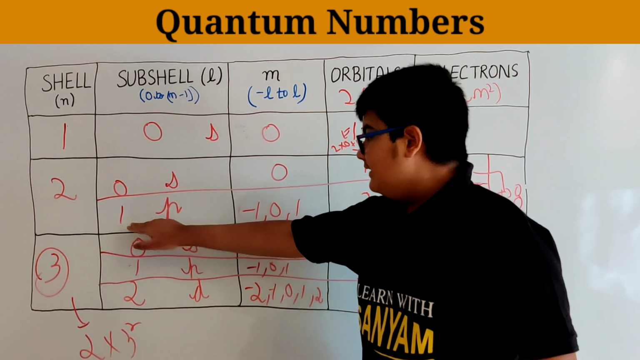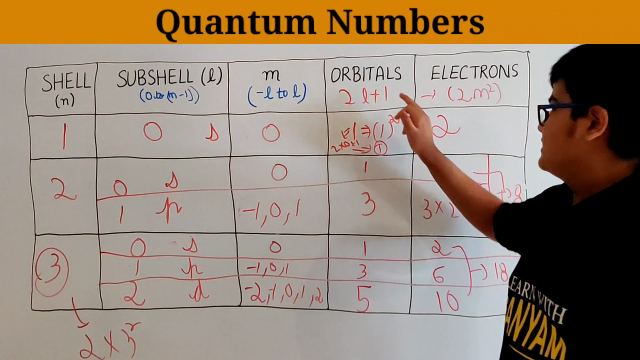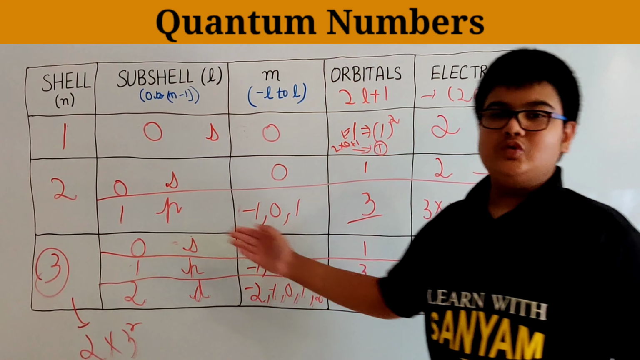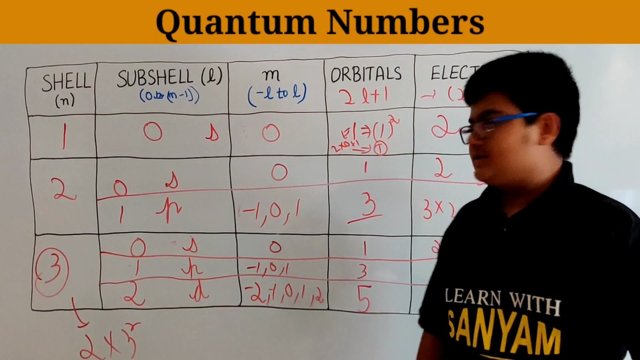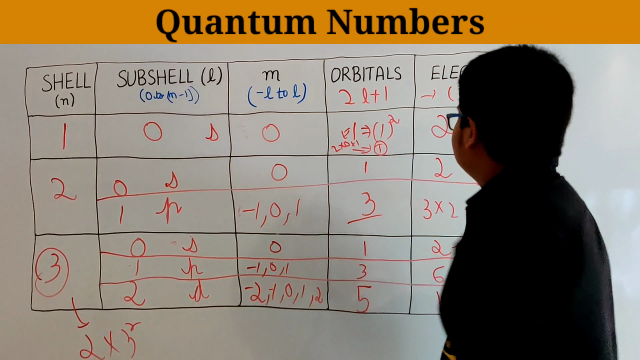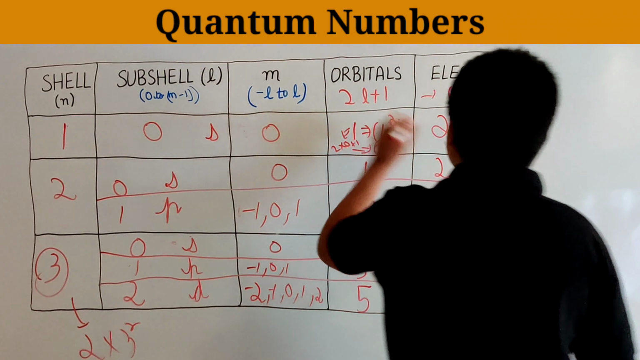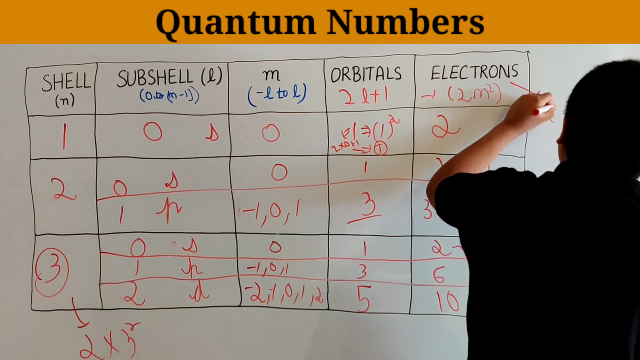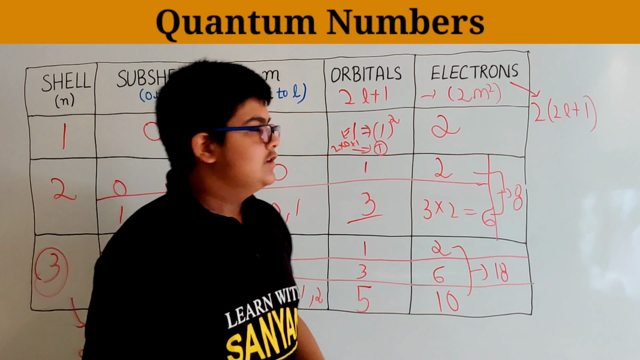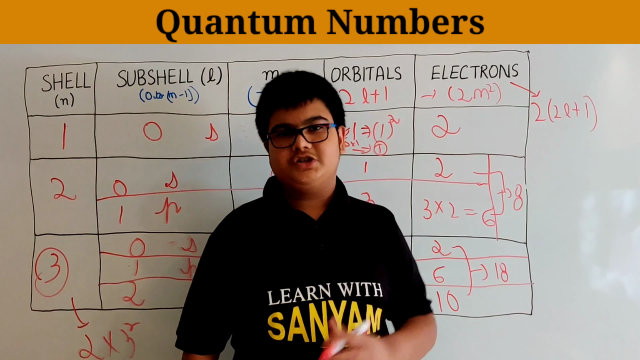When L is 1, then we are getting 2 into 1, that is 2, plus 1, that is 3 orbitals. And similarly you can verify for L is equals to 2, L is equals to 3, and L is equals to 4 also. And number of electrons will be just the double of number of orbitals. So number of electrons will become 2 into 2L plus 1, that is 2 into number of orbitals. So I hope that using this formula you will be easily able to find all the answers to the questions.